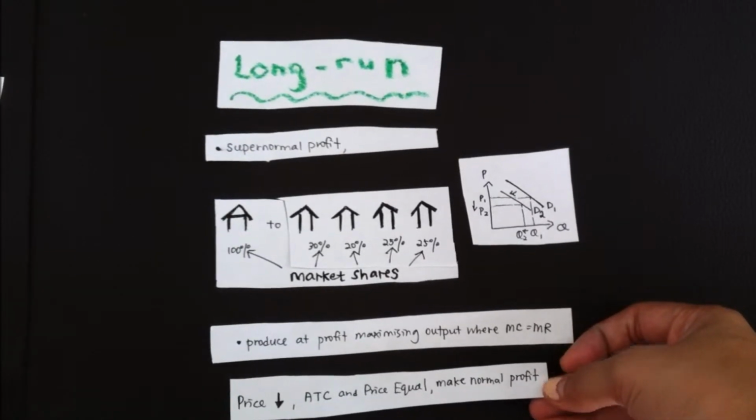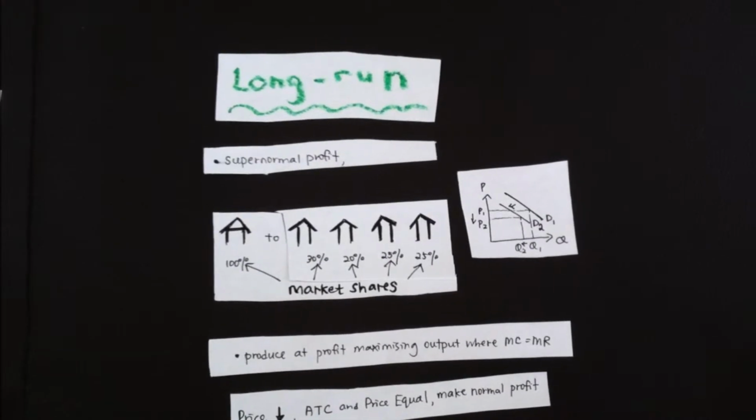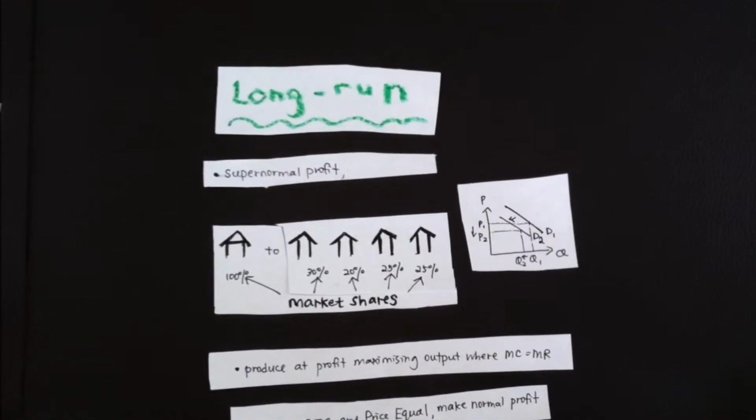As a consequence of the firms earning normal profit only, in the long run, firms will also maximize their profits by producing at the quantity where MC equals MR.